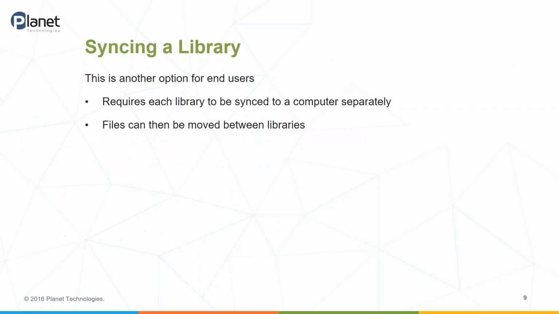So the next item is sync in a library, and you saw this really briefly. This is the other option that's usually available for end users because they have access to the ribbon and they will have access to their own computer where they can sync something to. This is essentially using that OneDrive component to sync a library.